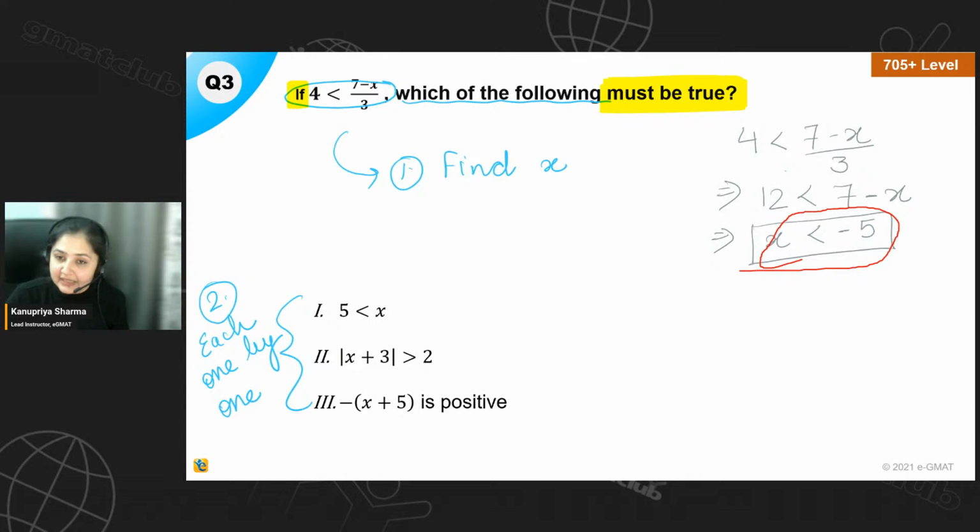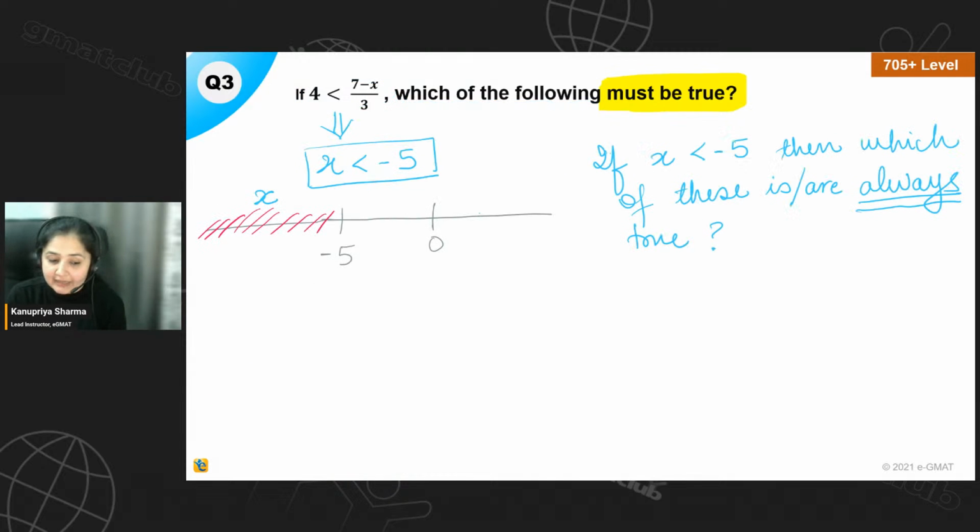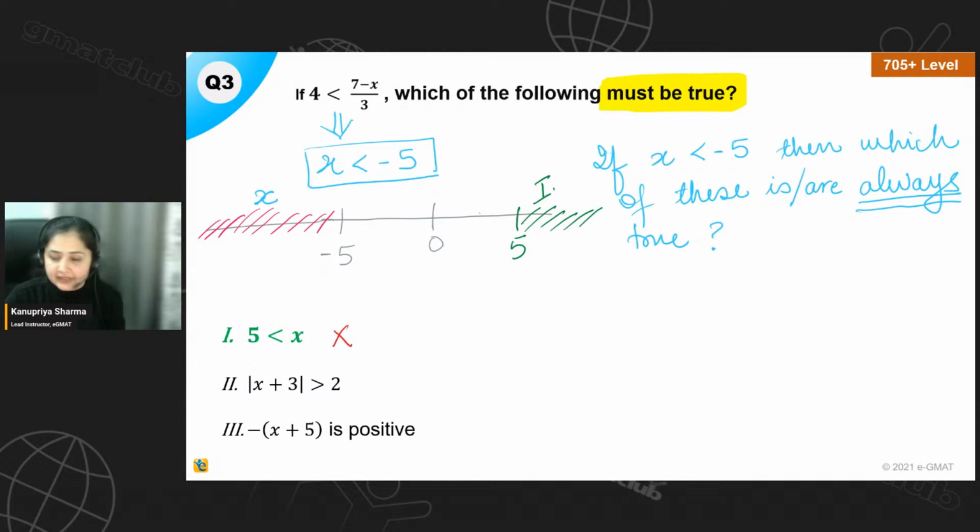Now, if x is less than negative 5, then which of the following out of 1 to 3 are always true? I can see that all of you were able to easily reject statement A, because if x is less than negative 5, then 5 cannot be less than x, right? So statement A can be rejected right away. And I don't think anyone has selected it. But if anyone selected it, then you either did not solve this inequality properly or you did not evaluate statement 1 properly.